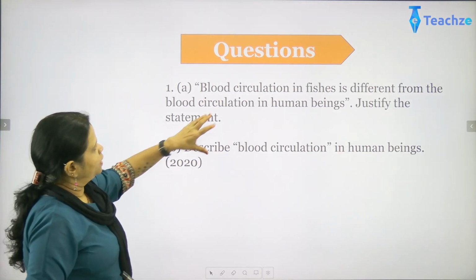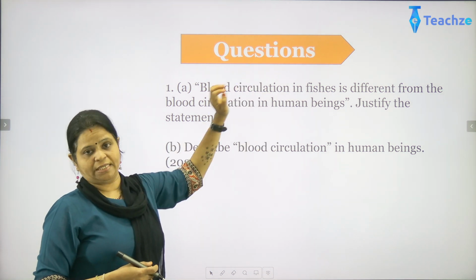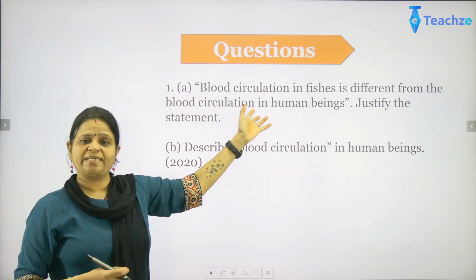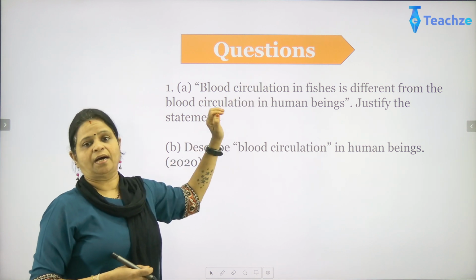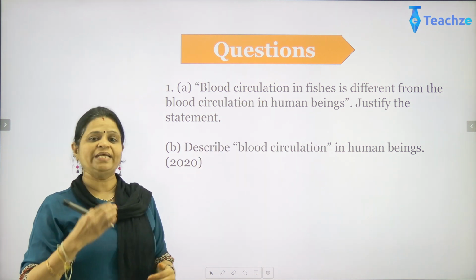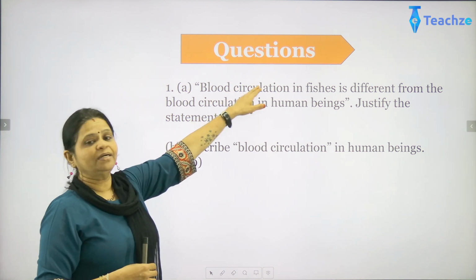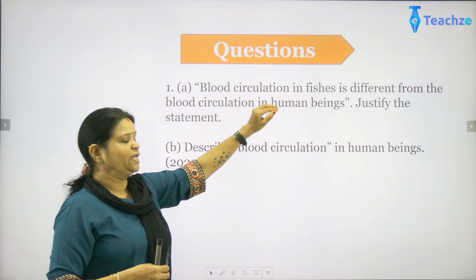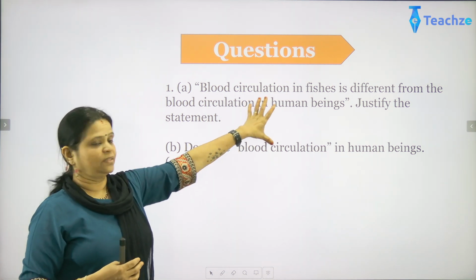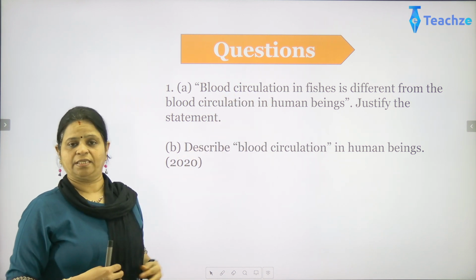Now, blood circulation in fishes is different from that in human beings because it is single circulation, while the other one is double circulation. You can justify the statement by saying that this is a 2-chambered heart and that is a 4-chambered heart. Here the blood enters and leaves only once, and the gills do the oxygenation of that blood. So here it is single circulation, whereas in human beings the blood enters twice and leaves twice, and this is seen as a 4-chambered heart in the circulation. All that you can explain in this particular question.